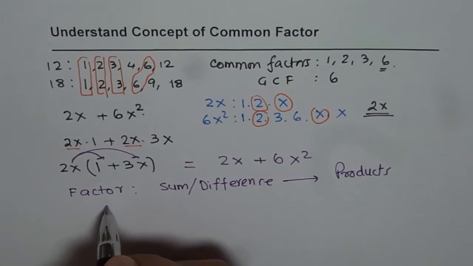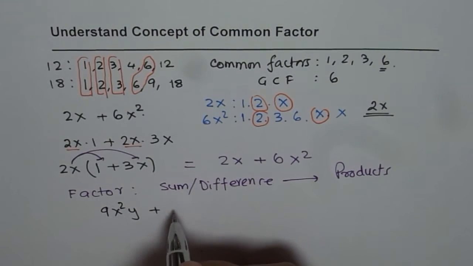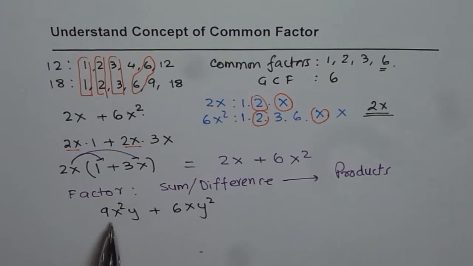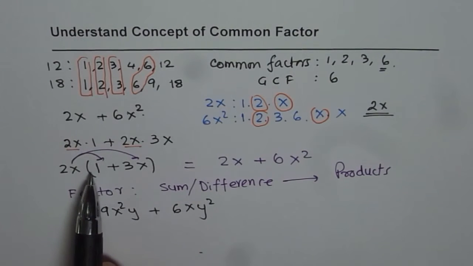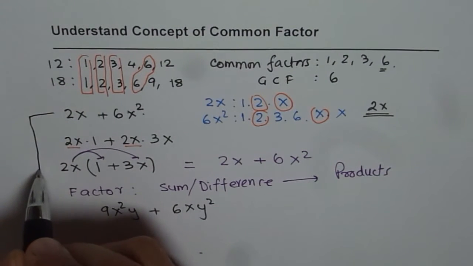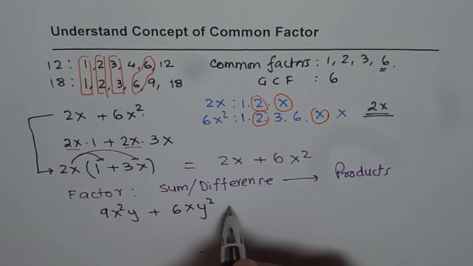Let us say if we have a term like 9x squared y plus 6xy squared, then can you find the common factor or factorize as we did here? So this step is factorizing. So when you move from here to here, we say we factorize, okay? So can we factorize this? Let's try to do it.